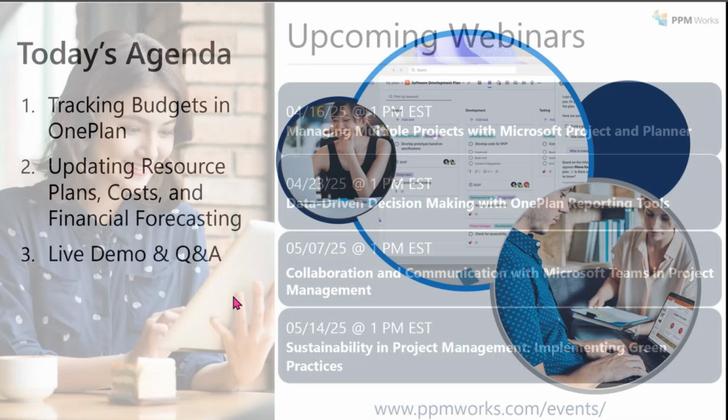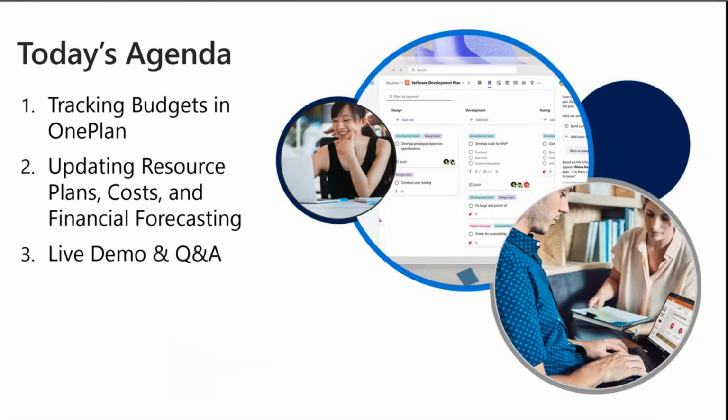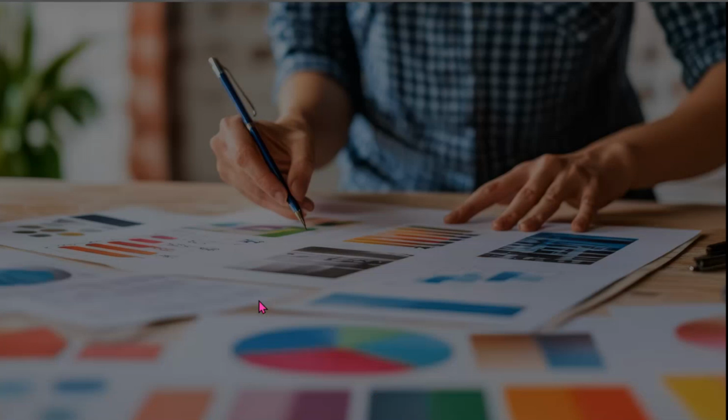Today, we're going to be talking about tracking budgets in OnePlan, how you can do that and where in the tool you can do that. And then updating resource plans, because we can have costs associated with resources. Of course, blended rates in OnePlan is a really valuable mechanism so that you can push your resource and labor costs right into your financial plan. We'll talk about tracking other discretionary costs and financial forecasting. And all of that will be done via a live demo. So let's dig right in.